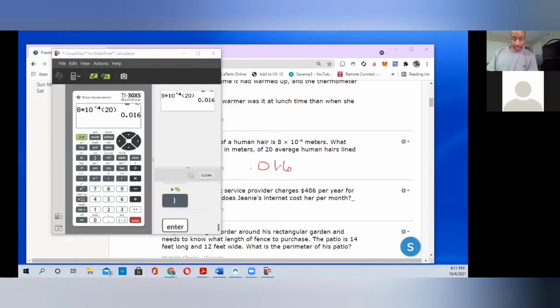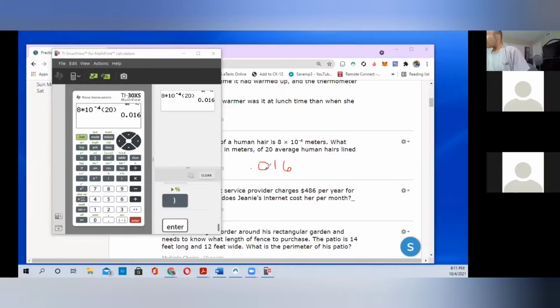Now, this would probably be multiple choice, so they're either going to have it as a decimal or they're going to have it in scientific notation, right? But say you didn't know how to do scientific notation. So first of all, I'm going to show you how to do it. Can anybody tell me how I would change 0.016 to scientific notation? It's a very important thing for math and science.